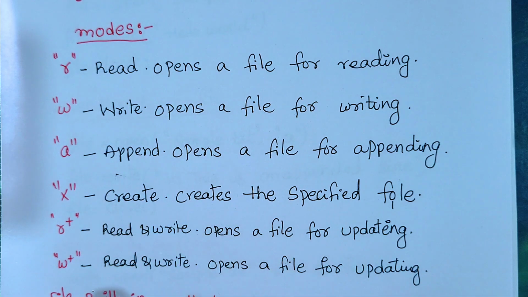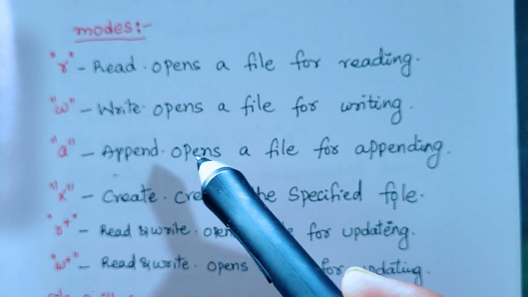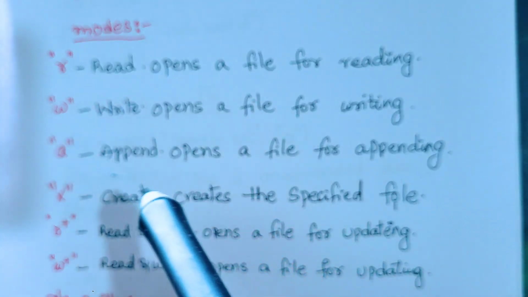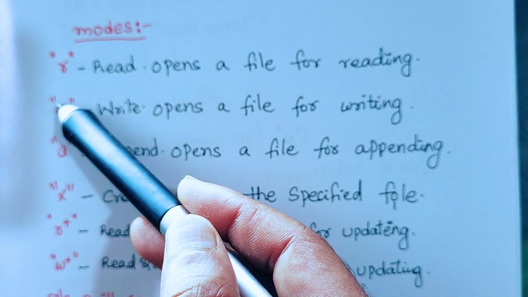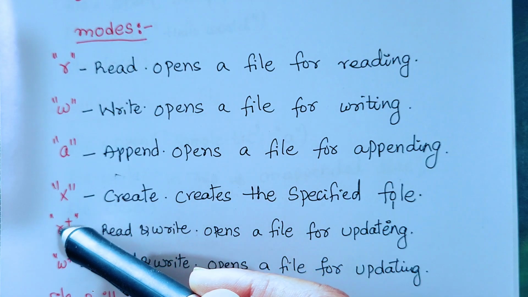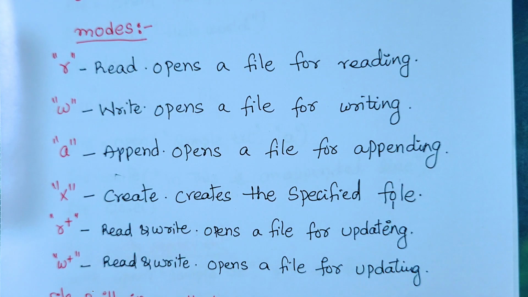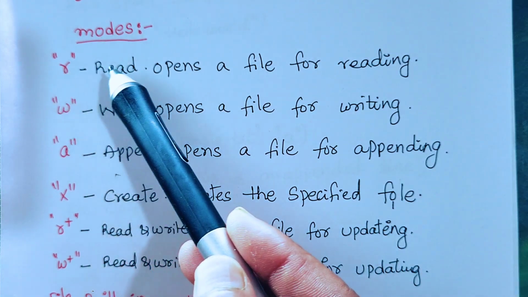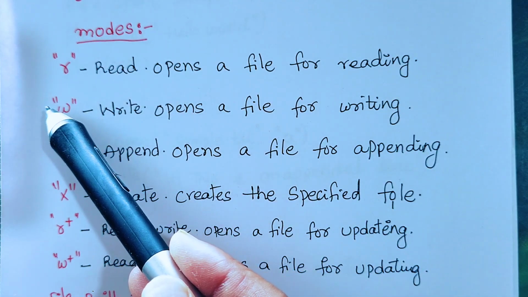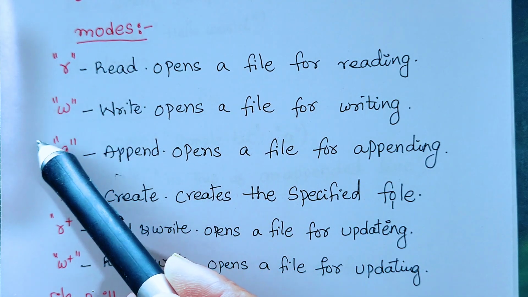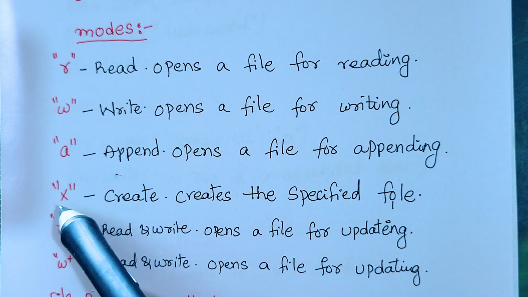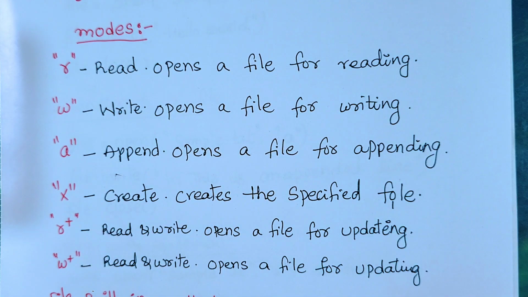File modes. I have shown the syntax for opening a file above: open filename.txt, mode. The different modes are read, write, append, X, R plus and W plus. So what is the purpose of R? It is used to read a file. What is the purpose of W? It is used to write. What is A? It is append. What is X? It is used to create a specified file. R plus means read and write, and W plus means read and write.